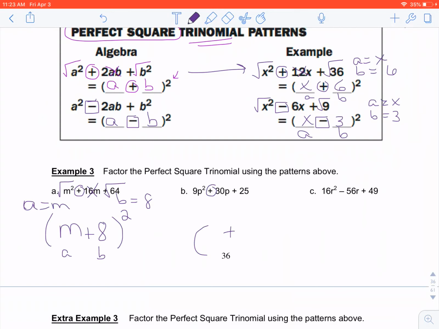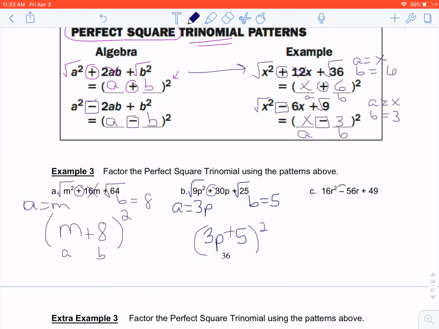Looking at the next one, I see a plus sign. Right away I'm going to write my parentheses squared with a plus sign. Then the next step is to take the square root. The square root of 9p squared is 3p. The square root of 9 is 3, and the square root of p squared is p. Then the square root of 25 is 5. So 3p plus, because it was plus, and then 5.